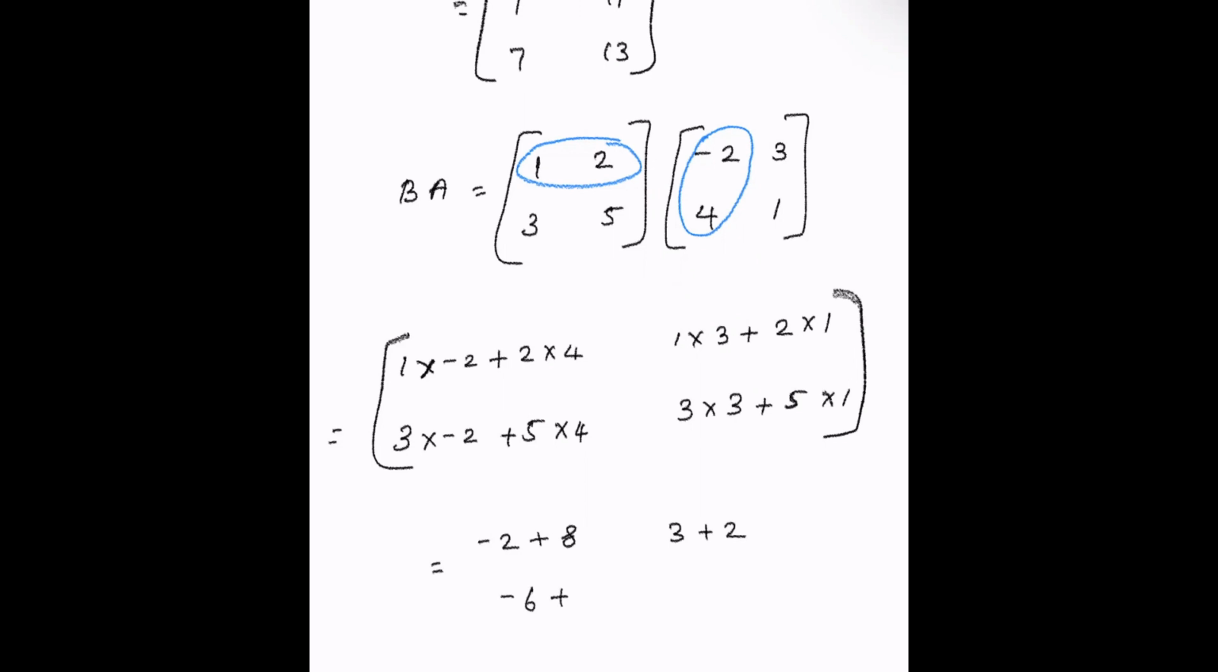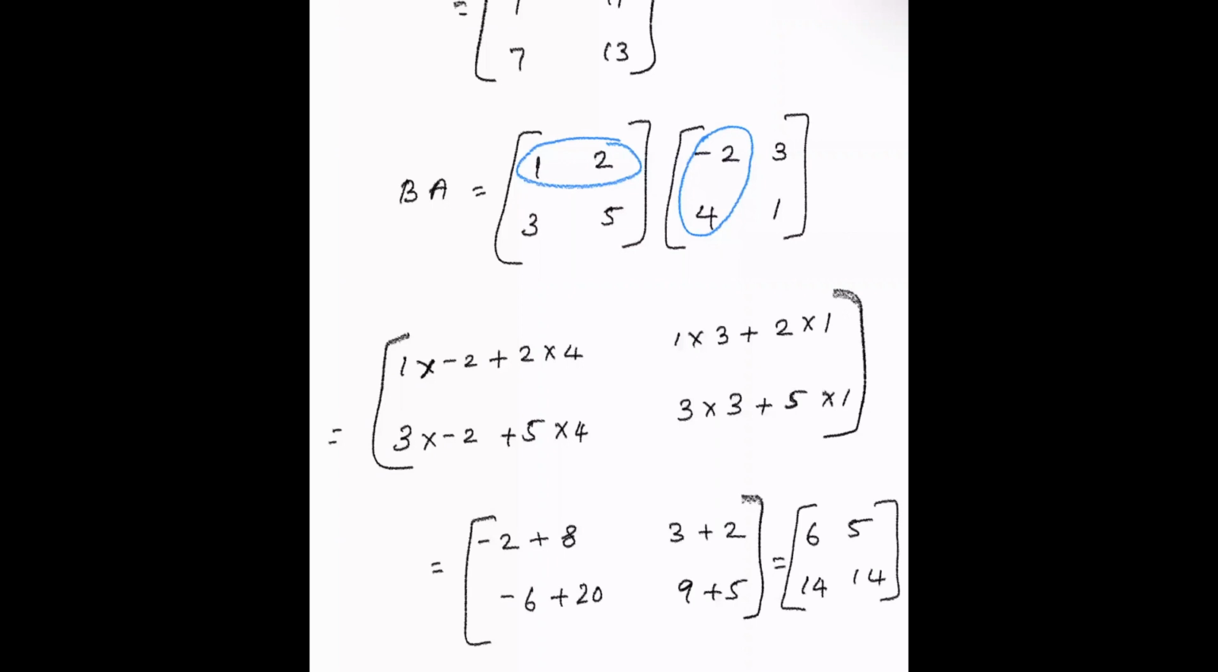-6 plus 20, 9 plus 5. This is equal to 6, 5, 14, 14. This is the final answer.